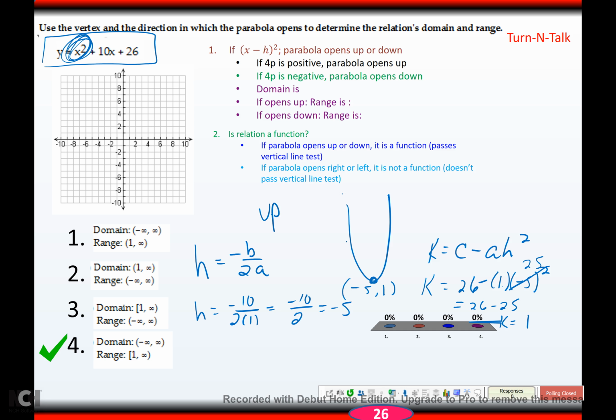So, for domain, I can't block the right or left. It goes from negative infinity to infinity. But from the bottom to the top, I can block it on the bottom. It's not going to go any lower than 1. But it's going to break on through and go all the way up to infinity.